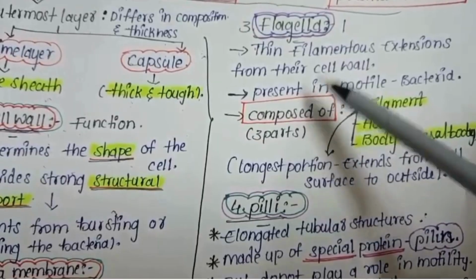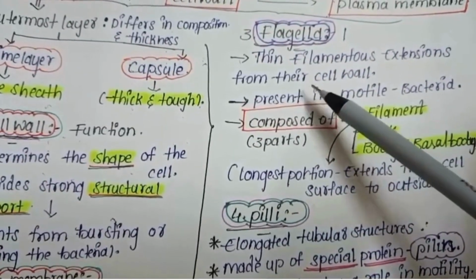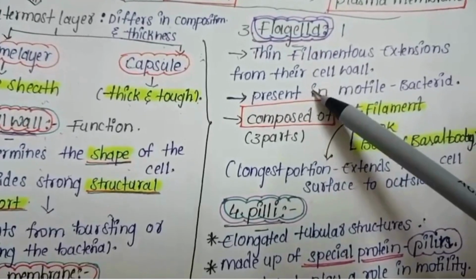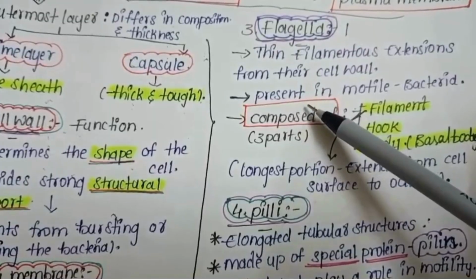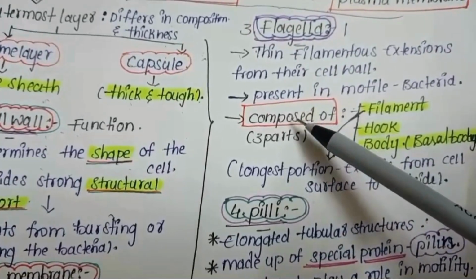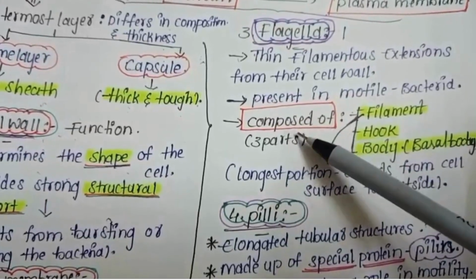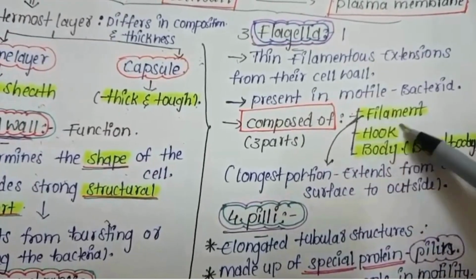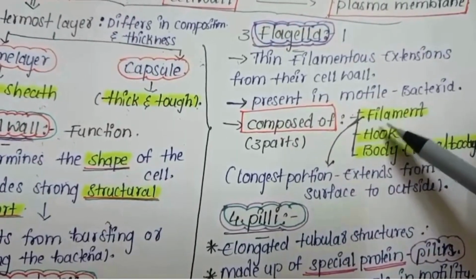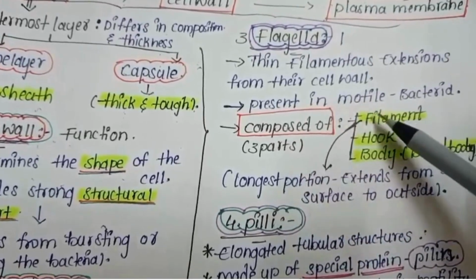Let's discuss flagella. These are filamentous extensions from the cell wall, made up of a special protein known as flagellin. These flagella help in the movement of bacteria, and are composed of three parts: filament, hook and basal body. Filament is the longest portion as it extends from the surface of the cell to the outside.